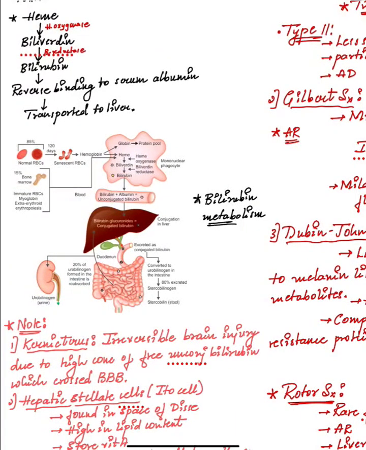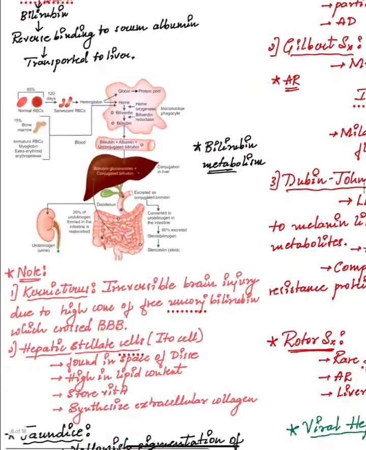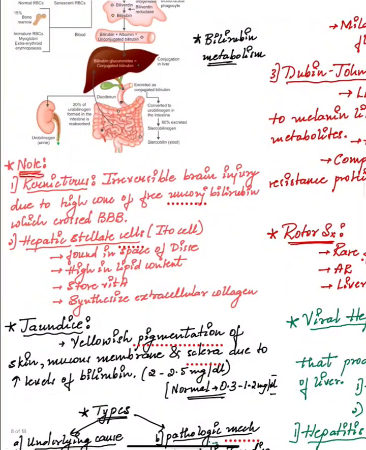This urobilinogen comes to the kidney, where it is excreted through the urine. Now, another part of the conjugated bilirubin is converted into urobilinogen in the intestine. Now this 80% is excreted as stercobilinogen. Then this stercobilinogen becomes stercobilin, which gives the dark color to the stools. Note, there is an important disorder that is kernicterus.